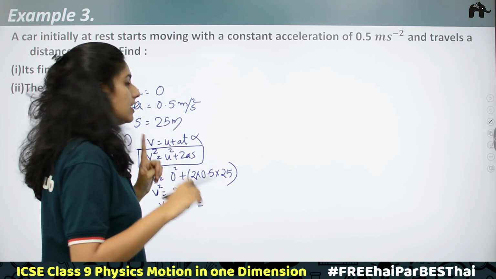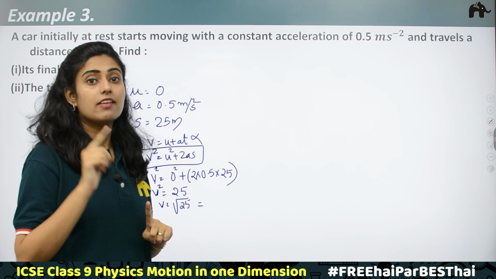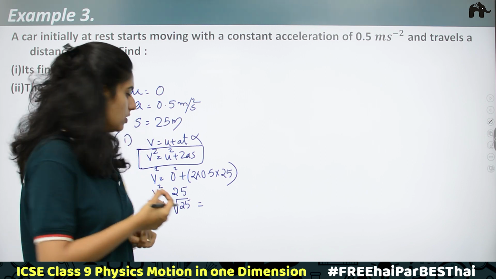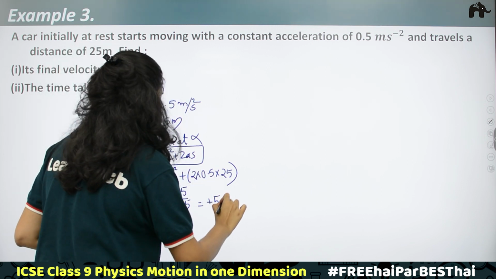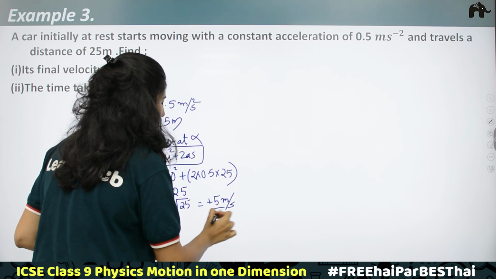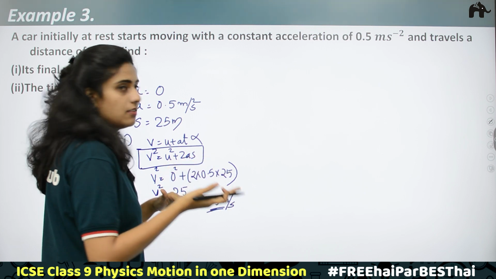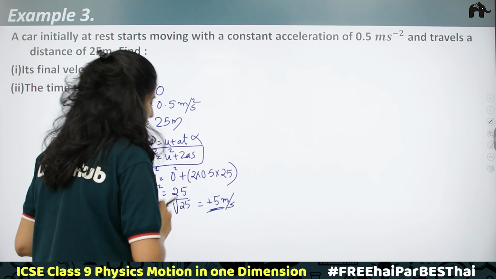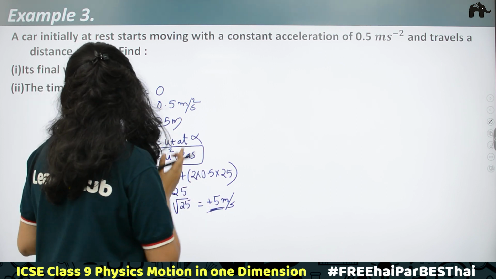Here we cannot take negative 5. Why? Because this is velocity. Velocity can never have negative values. Okay, that is, we will be getting positive 5 meter per second. Direction can be opposite, which means then the negative can be considered. But here it is 5 meter per second, which is the final velocity.